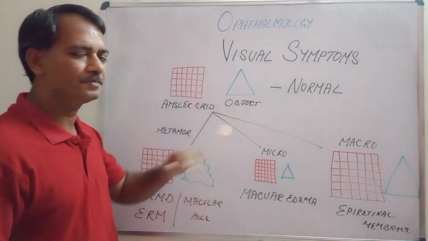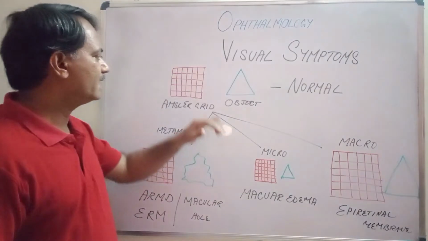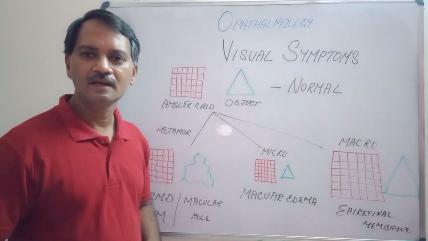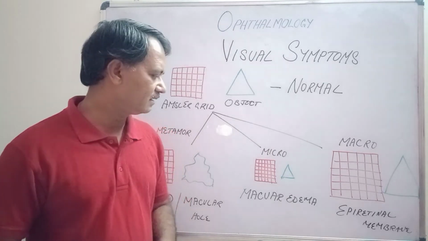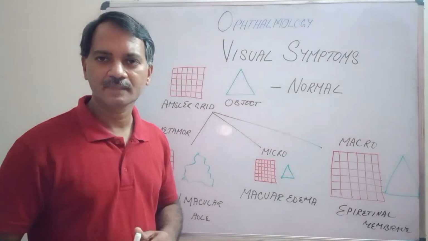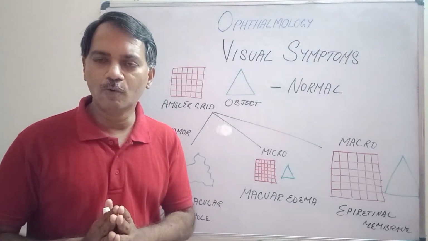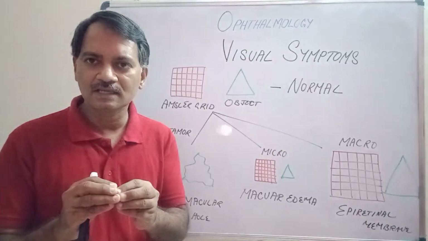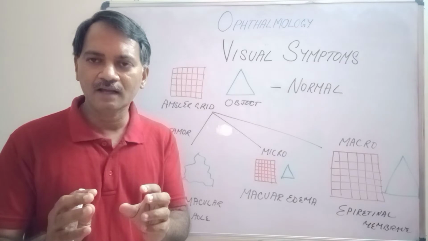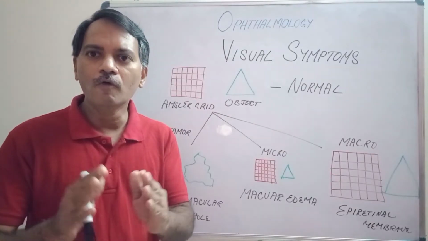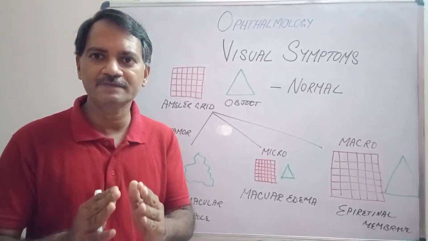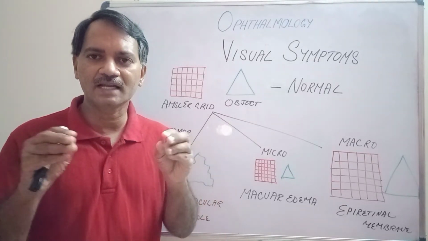Coming to micropsia, you can see that the size of the grid as well as the object is reduced. This is commonly seen in macular edema. In macular edema, what will happen? The photoreceptor cells, because of the edema, will move apart. The distance between the photoreceptor cells will increase because of the collection of fluid.